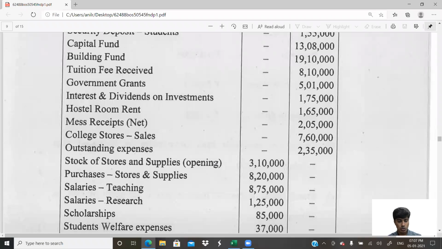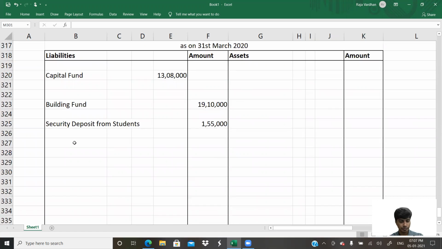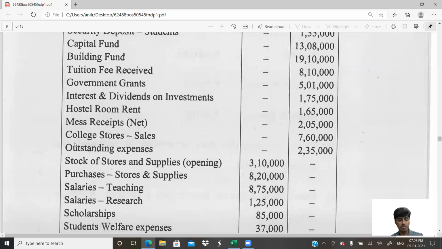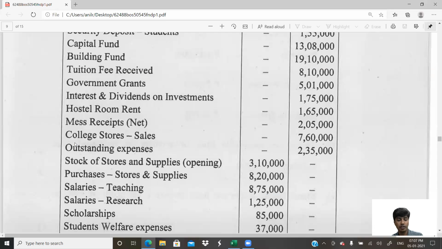Let's go now. So after sales, what do you have? Outstanding expenses. Expenses means expenditure. Outstanding expenses is a liability. 2,35,000. Balance sheet liability. Outstanding expenses, how much? 2,35,000. Perfect. Let's go ahead.